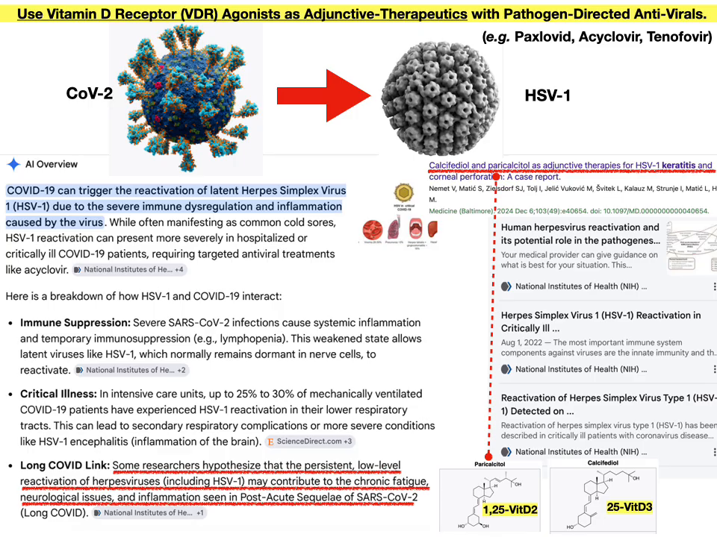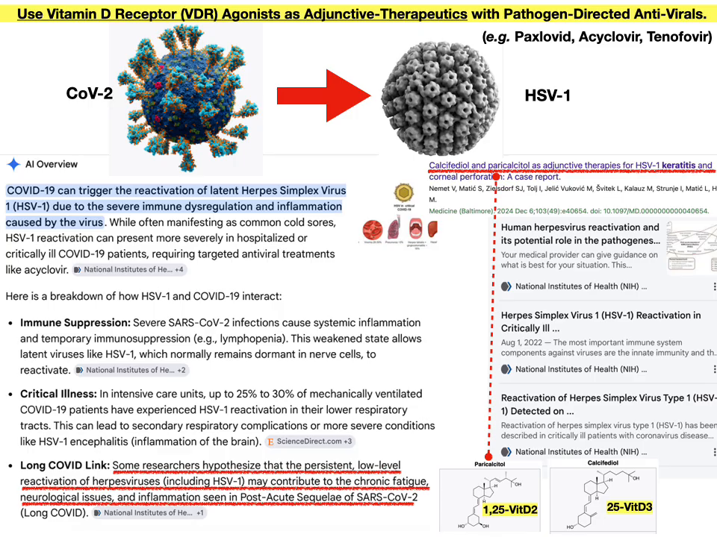So in closing, I would like to say we now have a paper published in an ophthalmic situation, the use of vitamin D receptor agonists, calcifediol and paricalcitol, utilized in tandem with acyclovir, sometimes in tandem, sometimes in sequence. This is an example of utilizing vitamin D receptor agonists as adjunctive therapies to existing pathogen-directed antivirals.